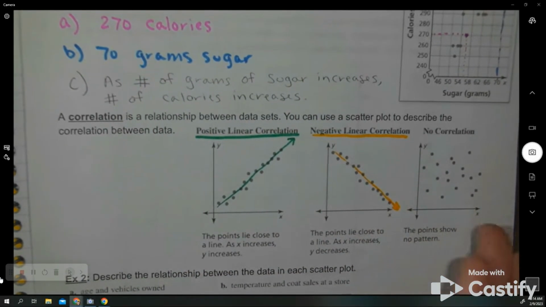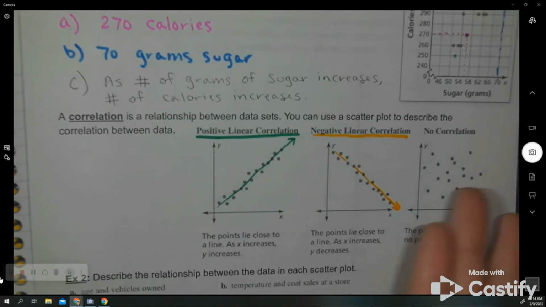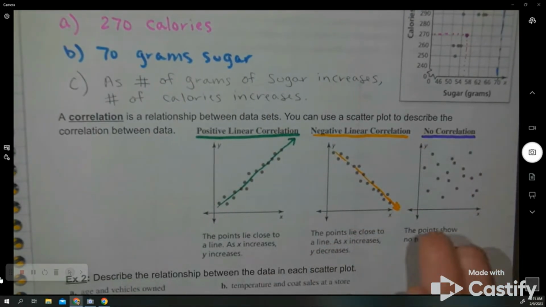If I look over here, see how the data looks like they threw a bunch of dots on this graph. So there's no real pattern that we're seeing here. So for this one, we would say that there's no correlation. There's not anything really saying, hey, because of this, this tends to happen, right?